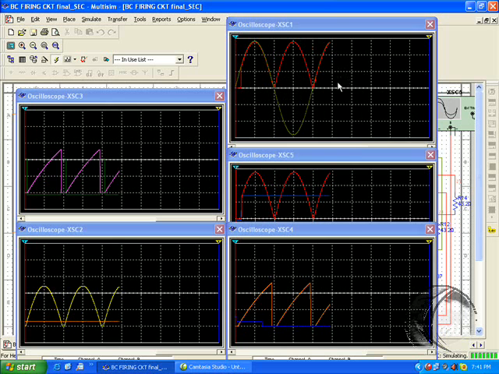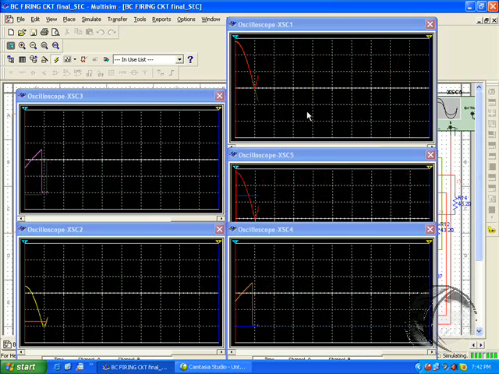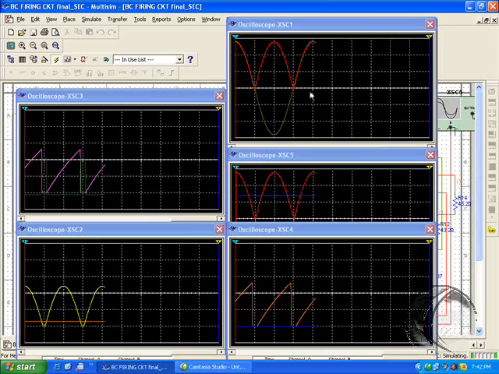I get full DC. Remember, this pulsating DC is only a control voltage, it is coming from a control circuit, whereas this is my output, which is the main power which is converted from AC to DC, and this is how it is achieved.